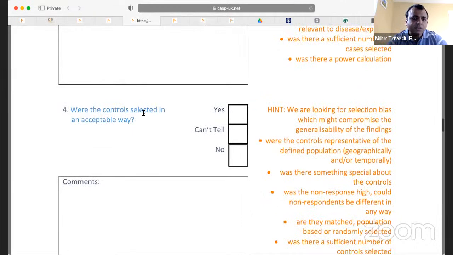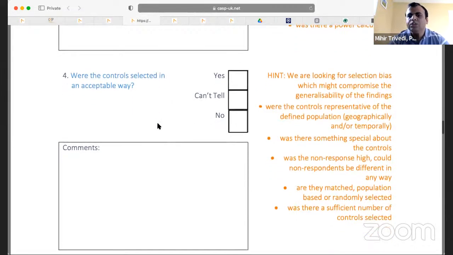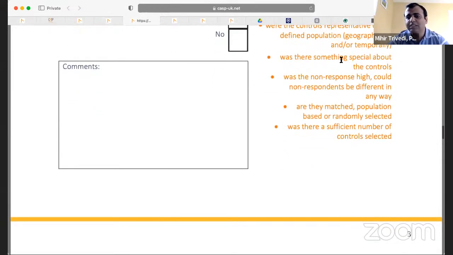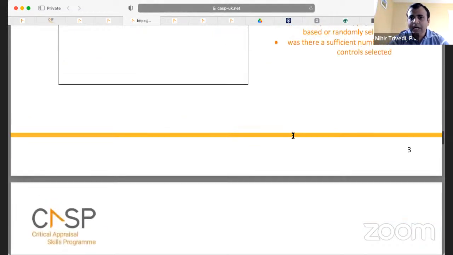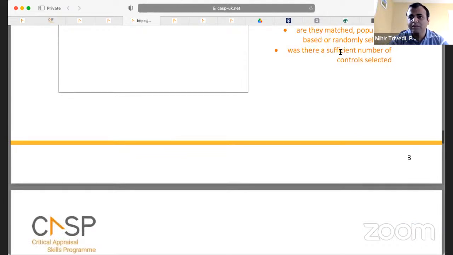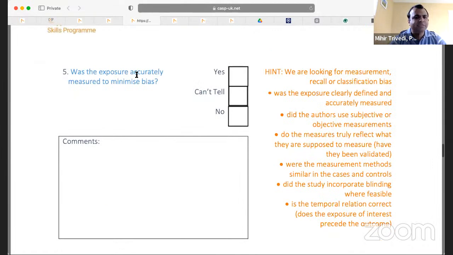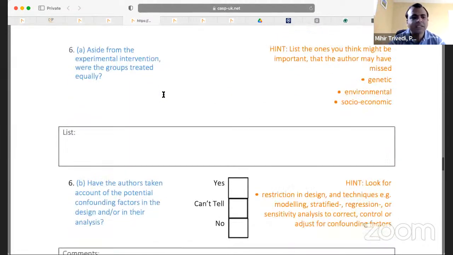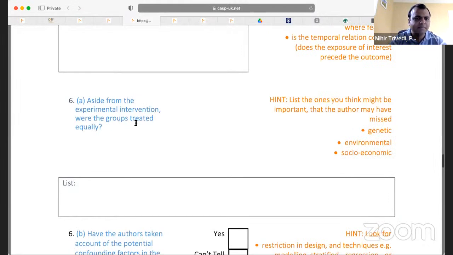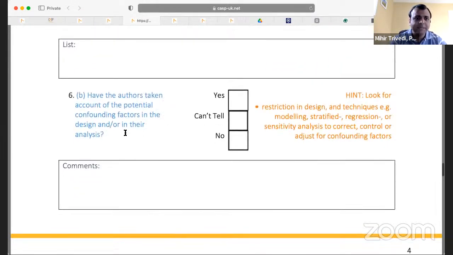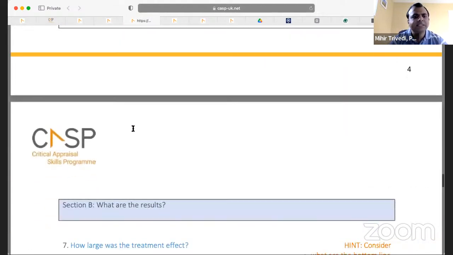Were the controls selected in an acceptable way or not? So were the controls representative of the defined population? Was there something special about those controls? Was the non-response high? Could non-respondents be different in any way? Are they matched, population based, or randomly selected? So was the exposure accurately measured to minimize bias? Aside from the experimental intervention, were the groups treated equally? Have the authors taken account of the potential confounding factors in the design and or in their analysis?